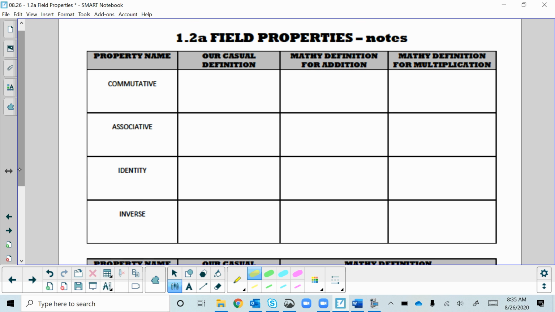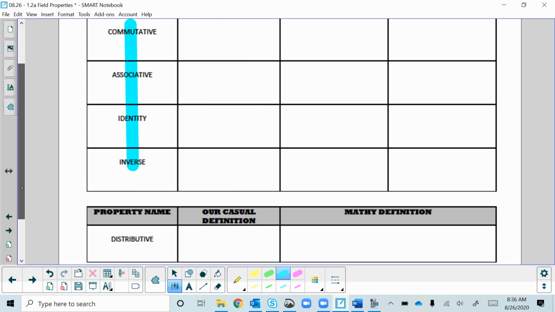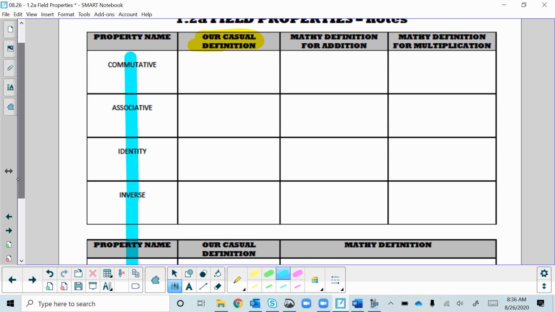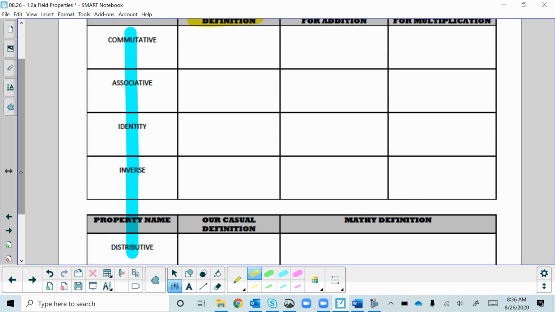Okay, what I want you to do first is this column right here that's called our casual definition. I want you to go to an online dictionary and find definitions for these words that are all the way here down the left. And I don't want a math definition. I want you to find an everyday common casual kind of definition and write that in this column. Take a few minutes and pause the video and fill out all the way down to here with the definitions that you find.